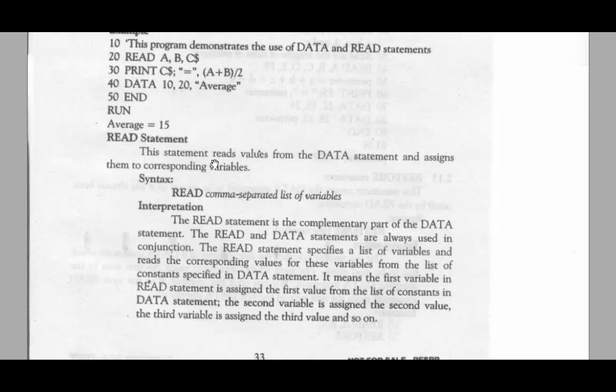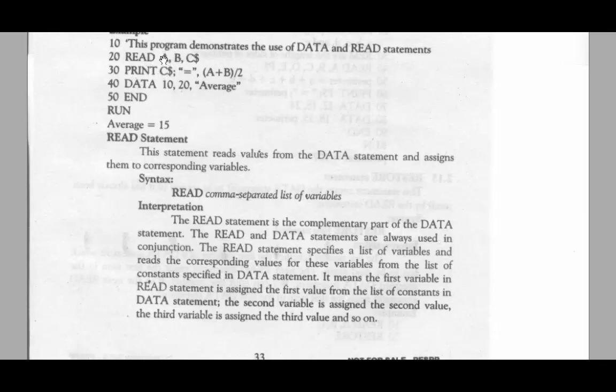If you are using a data statement, you have to use a read statement to put the value inside the program. The read statement specifies a list of variables and reads the corresponding values for these variables from the list of constants specified in the data statement. It means the first variable in the read statement is assigned the first value from the list of constants in the data statement. The second variable is assigned the second value, the third variable is assigned the third value, and so on.